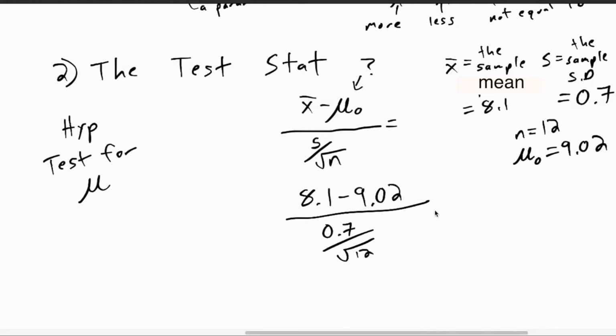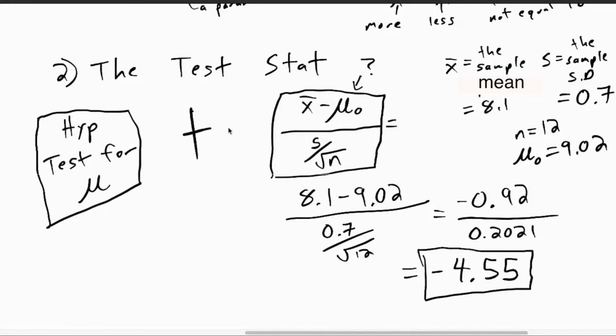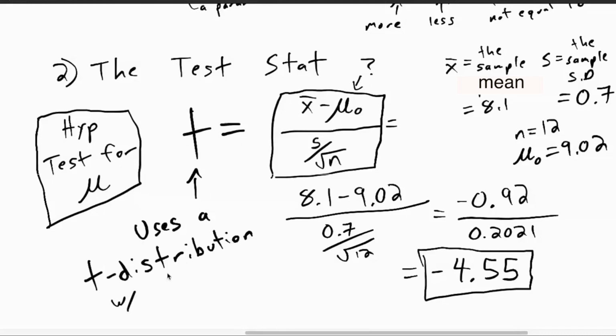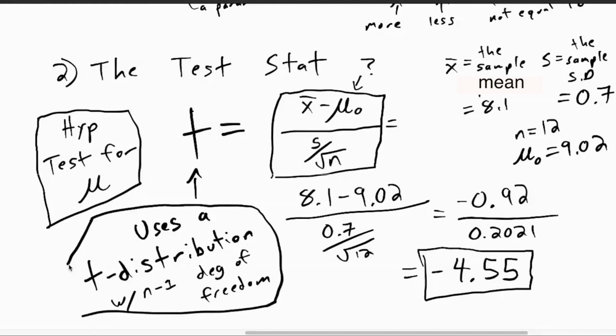I have to calculate this. Is our test statistic going to be positive or negative? Negative, because you're subtracting a bigger number from a smaller one. The whole thing is going to end up being negative. The top is negative and the bottom is 0.2021 if I round it right. This test statistic now is a t-score. It's from a t-distribution. To know which t-distribution to use, we have to figure out the degrees of freedom. Just like with a confidence interval, the degrees of freedom is our sample size minus 1. We're going to have to use this to find our p-value.